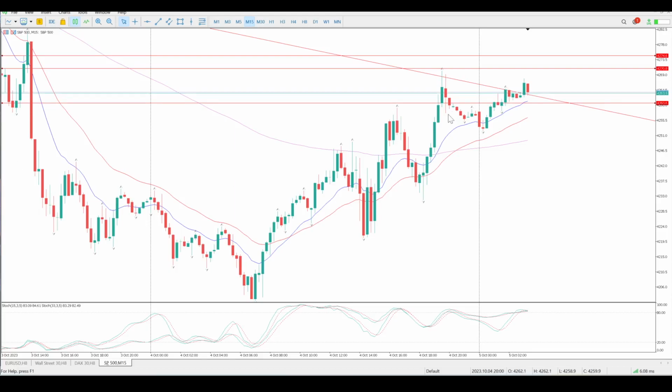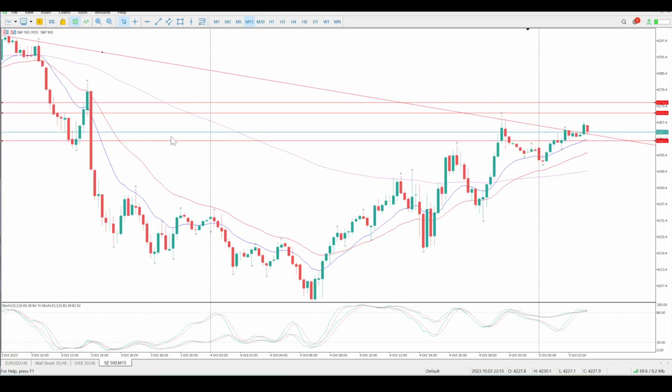We do have non-farm payrolls tomorrow, so I wouldn't be too surprised to see us just range, sort of find two bits of structure and range. So diagonal resistance here as well, so I definitely don't want to be jumping in long here.